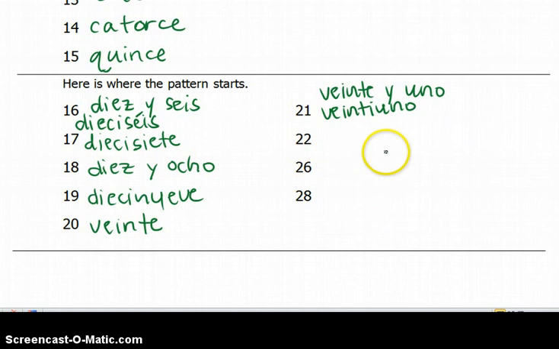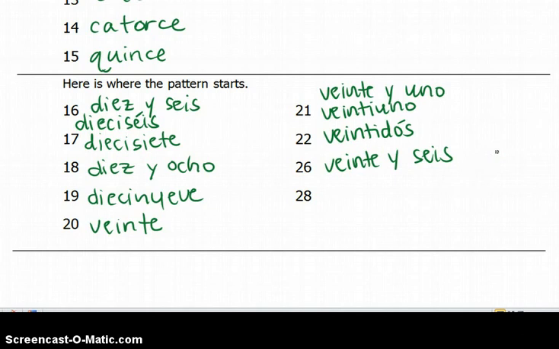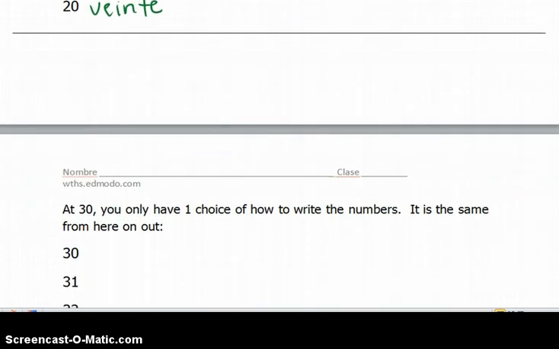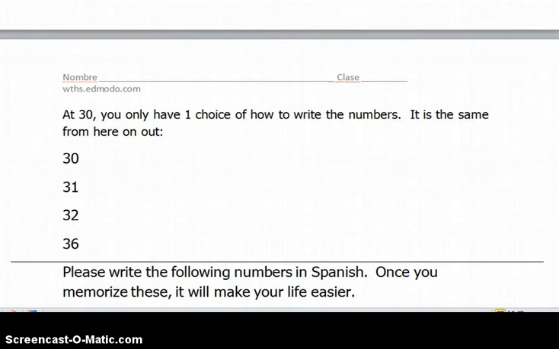Several of the ones, when you write it as 1 word, have accents. For example, 22 has an acento. 26, if you write it as 1 word, it's going to be like the 16. There's going to be an accent on the E of the seis. And 28, we'll write that as 1 word. Once we get to 30, we no longer have the choice of how to write the numbers. If I'm going too fast, you can pause and go back.